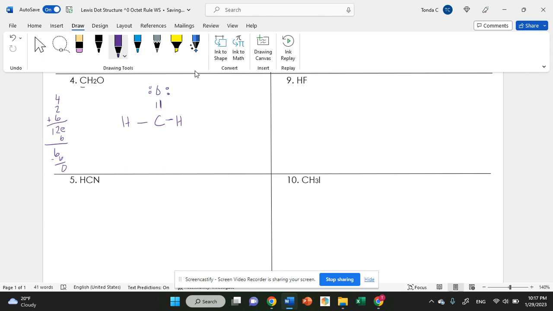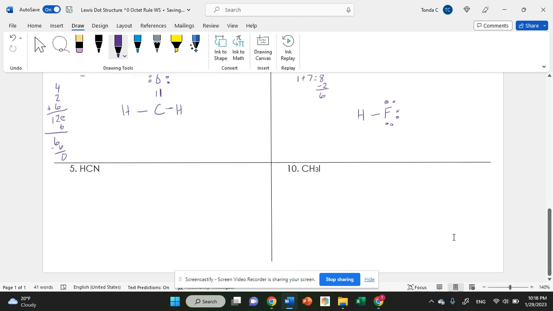Moving on to HF, hydrogen gives 1, fluorine gives 7, which gives me 8 electrons. I'm going to bond hydrogen and fluorine together, and that bond uses 2 electrons, which gives me 6. Now remember, hydrogen's happy with 2, so I'm going to put those remaining 6 on fluorine, and note everybody is happy. So we're good to go.